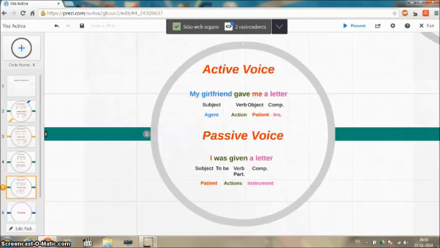The patient is me, but me is the object. But how can it be, when me is an object, when we turn it into a subject? It's I, because of making the sentence, the syntax. I was given a letter. So given is the main verb that has to be in the past participle, and the instrument has to be at the end, next to the main verb. I was given a letter.